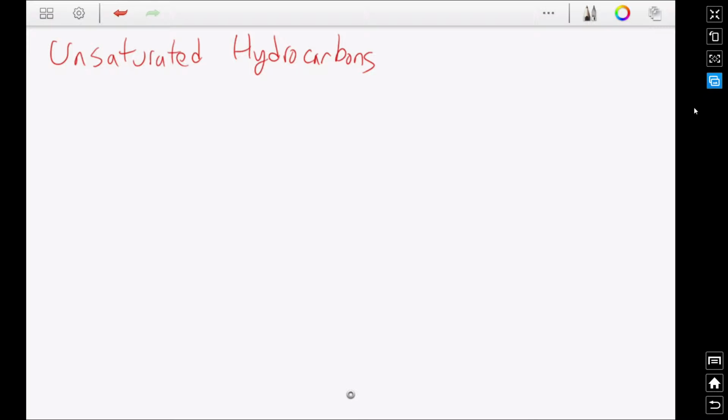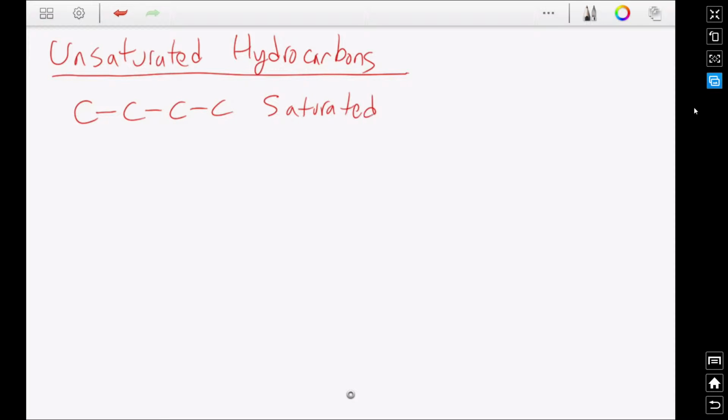An unsaturated hydrocarbon, if you remember from the previous lesson, was basically a carbon chain. Here is a saturated hydrocarbon, because all the carbons only have single bonds between them, and we assume that each carbon has a hydrogen attached to it. If we're writing the full structural formula, we'll write out all the hydrogens, but if we don't write the hydrogens, we assume they're all attached.